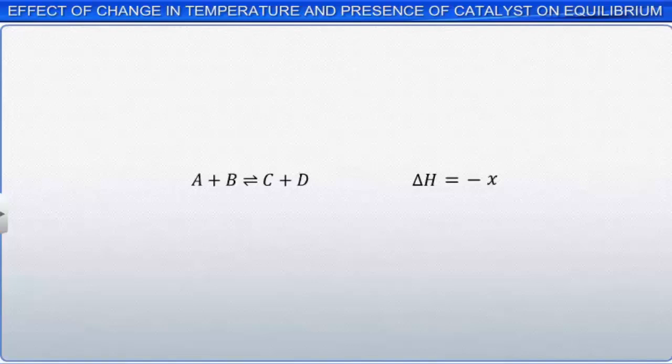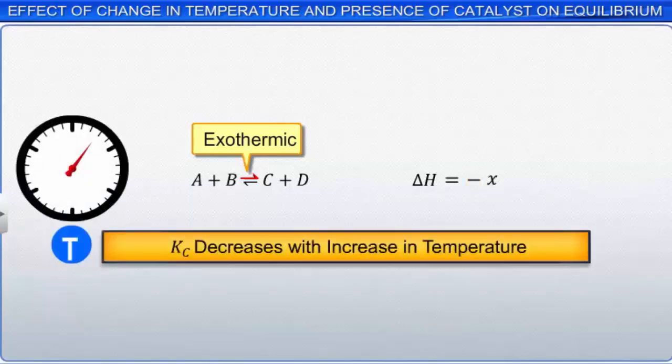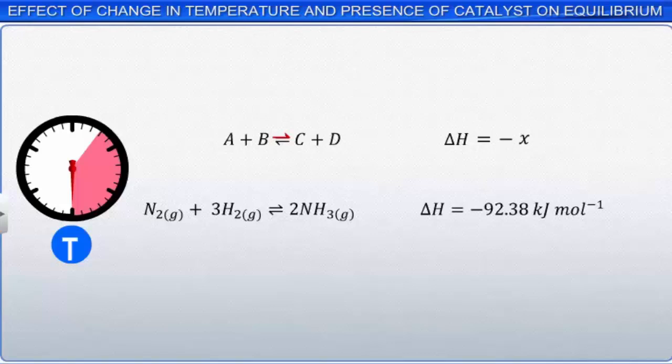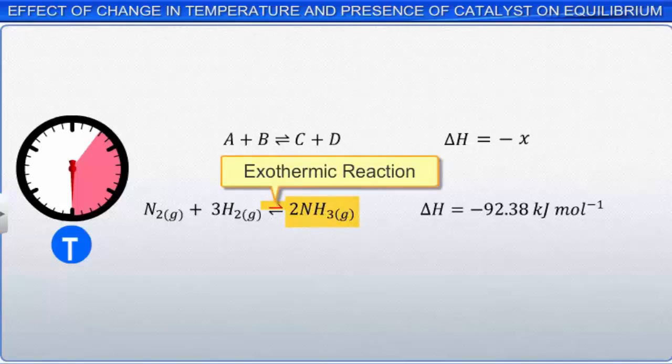In general, equilibria in which the forward reaction is exothermic, that is, where the enthalpy change is negative, have equilibrium constants that decrease with an increase in temperature. For example, consider the gas phase reaction of nitrogen and hydrogen combining to give ammonia. In this reaction, the forward reaction, that is, the formation of ammonia, is an exothermic reaction, and the backward reaction of ammonia dissociating into nitrogen and hydrogen is an endothermic reaction.